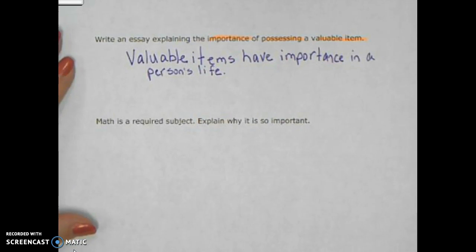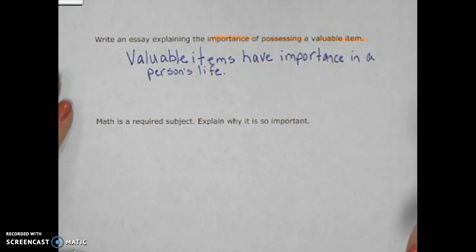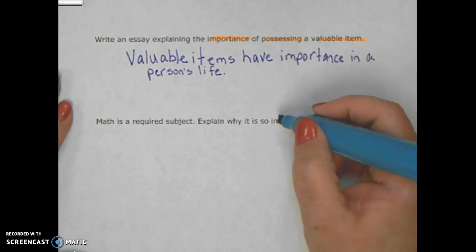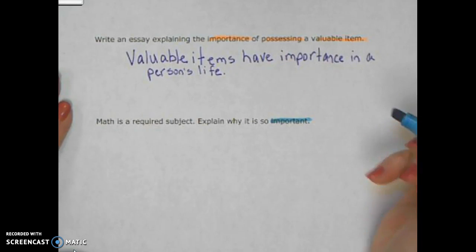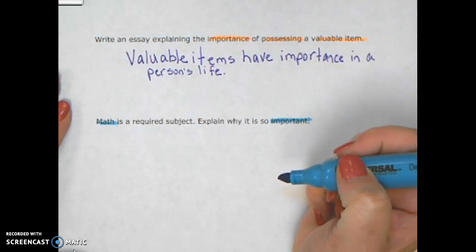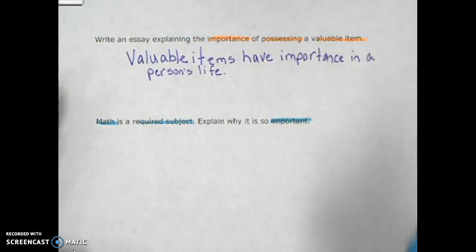The next one we're going to do is math is a required subject. Explain why it is so important. So again, we're not going to highlight explain because we know we're explaining. It's an expository essay. So, important, yes. Math, we have to know what we're writing about, and required subject. Now personally, math is not my thing, but I do know it's important because we use math every day. Well, there you go. That's my thesis.